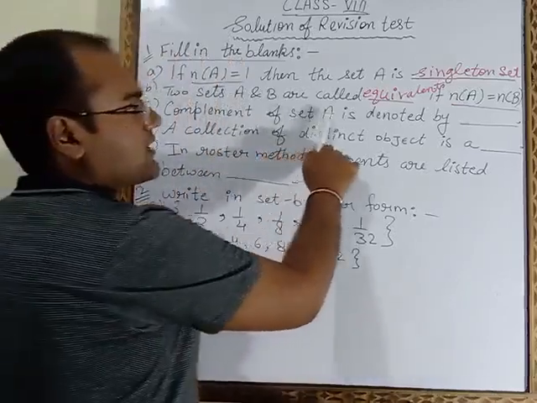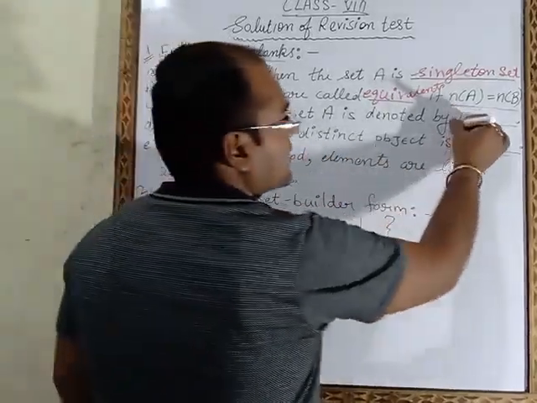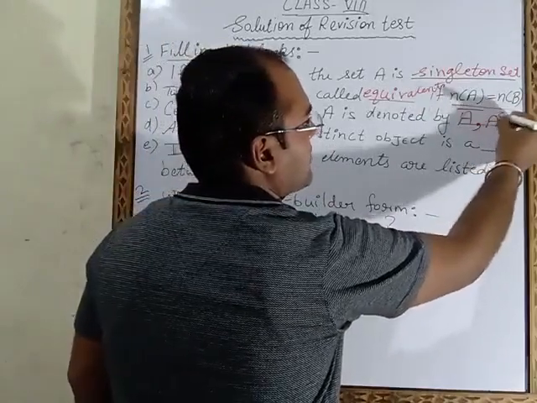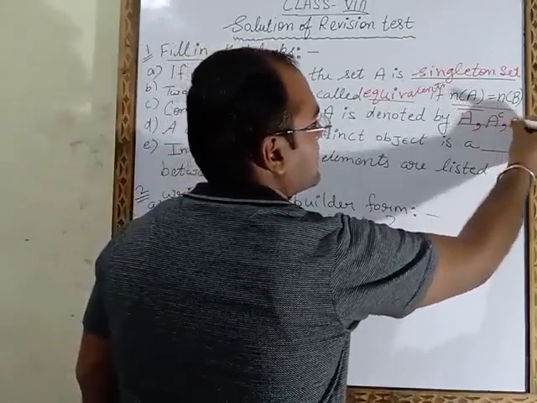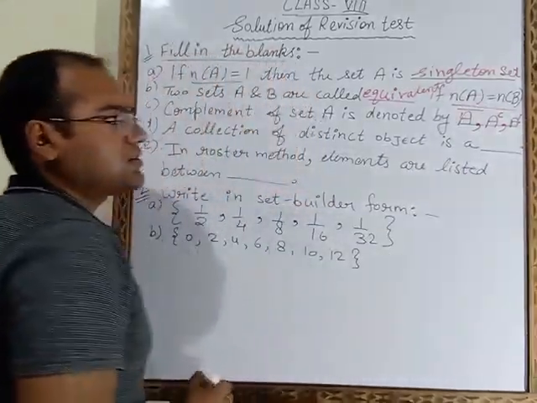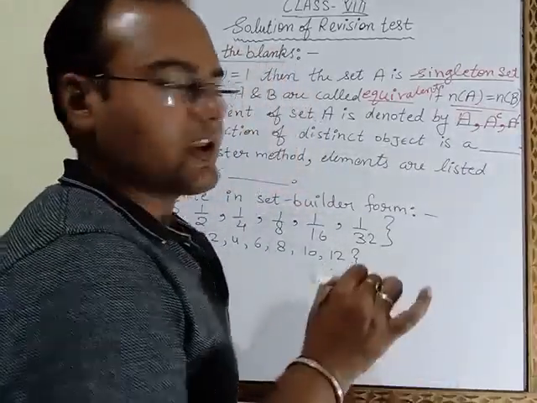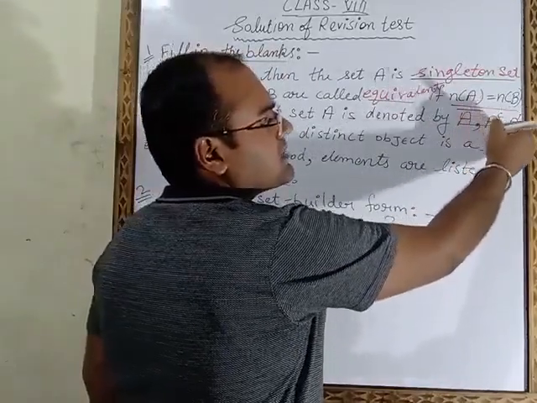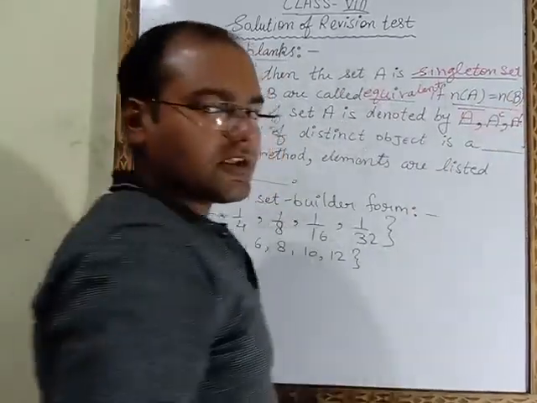Complement of the set A is denoted by either A bar, or A power C, or A dash. So three ways are there. You can write any one: either A bar, or A complement means A C, or A dash.